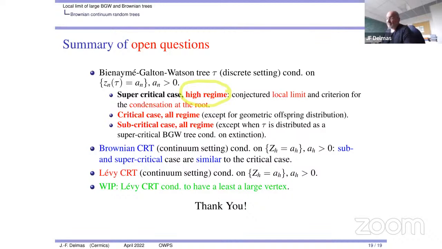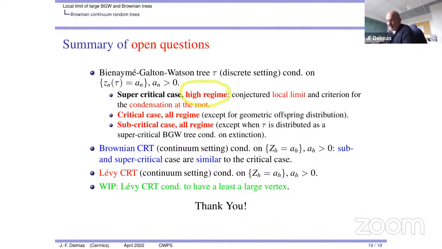The description is, of course, more involved, and you have a nice description, for example, by Thomas Duquesne and Jean-François Le Gall in their book. In a sense, this is the scaling limit of Galton-Watson trees, where the offspring distribution lies in the attraction domain of the stable distribution.